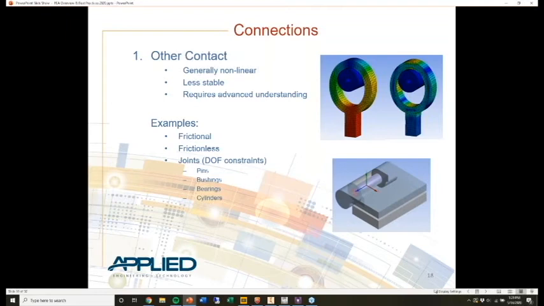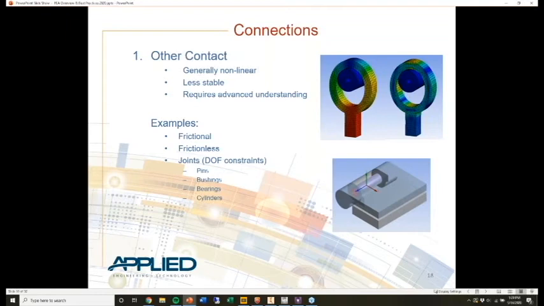We also have joints. Joints are degree of freedom constraints, and so that's where we're actually going to constrain the degrees of freedom of different bodies and different parts relative to one another or relative to ground. And we have an example here of a hinge joint. So we're allowing the nodes internally in that hinge to revolve around one another. Joints are commonly used for things like pins, bushings, bearings, cylinders. Joints are a very robust way of setting up your connections. They're generally very stable. They don't require a lot of troubleshooting if they're set up properly.